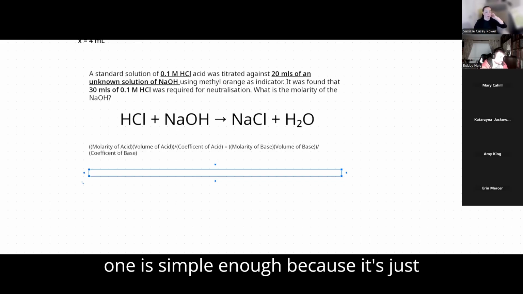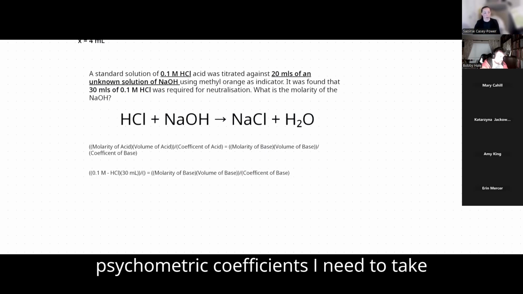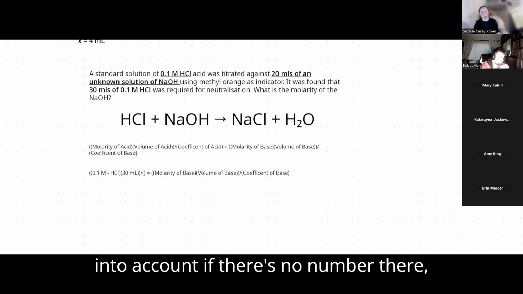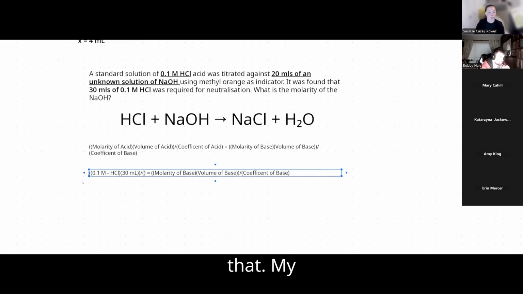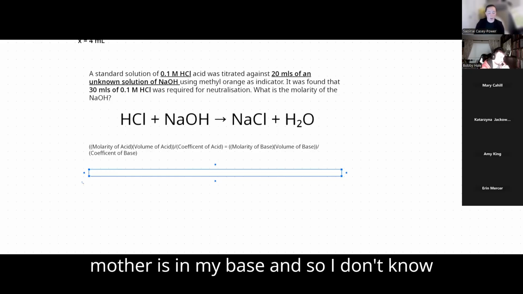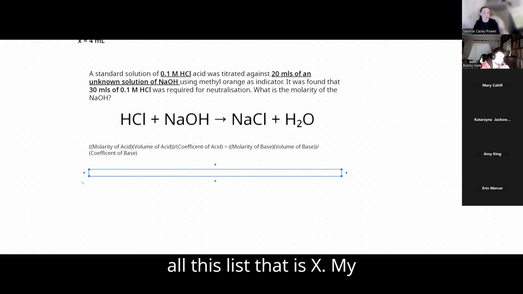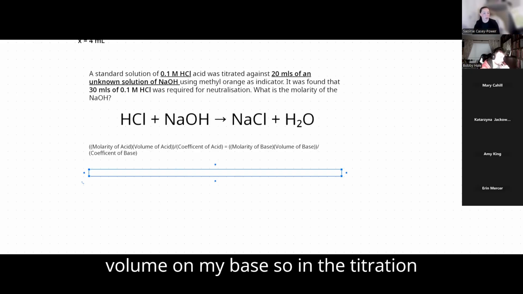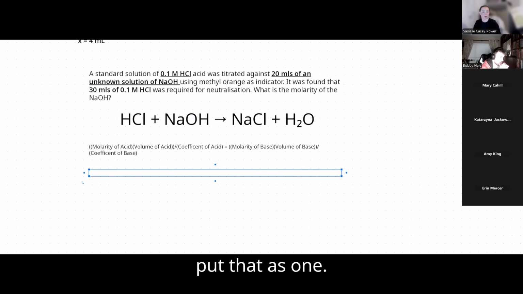My coefficient of my acid then, so that's where I'm going to look to the balanced chemical equation. This one is simple enough because it's just a 1:1 reaction. I don't have any stoichiometric coefficients I need to take into account. If there's no number there, that means it's a 1:1 reaction, so it simplifies this an awful lot. My molarity of my base then, I don't know that, that's what I'm trying to calculate, so I'll just list that as X. My volume of my base, in the titration, I used 20 ml, so that's what I'm going to input there. And my coefficient on my base, again, it's a 1:1 reaction, so I'll just put that as 1.